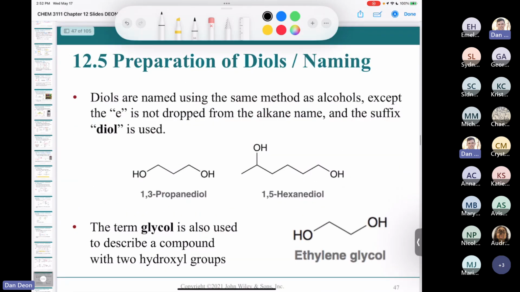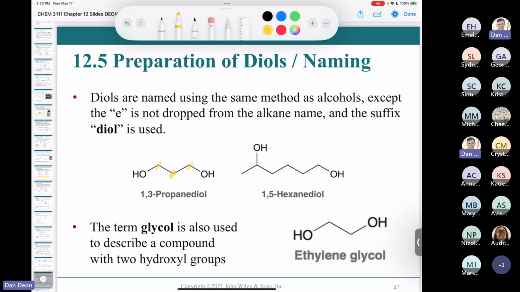Let's talk about diols. A diol is nothing more than a compound that has two hydroxyl groups, or two alcohol functional groups in it. We name diols in the same way that we name alcohols, except the E suffix is not dropped, and we change the suffix to diol. So let's say we have this compound here. We have a total of 1, 2, 3 carbons. We'd call this 1,2,3 propane diol.